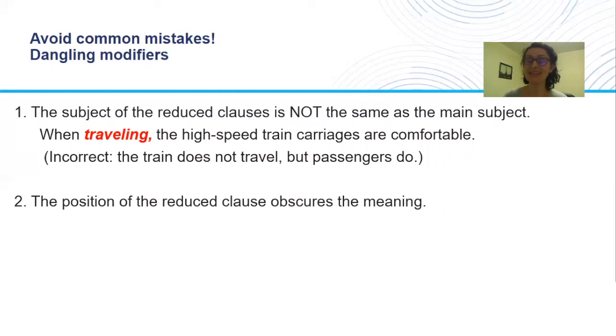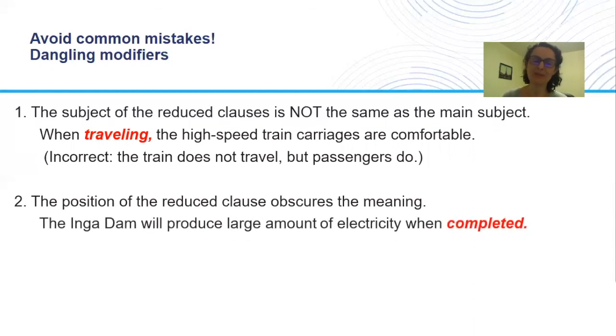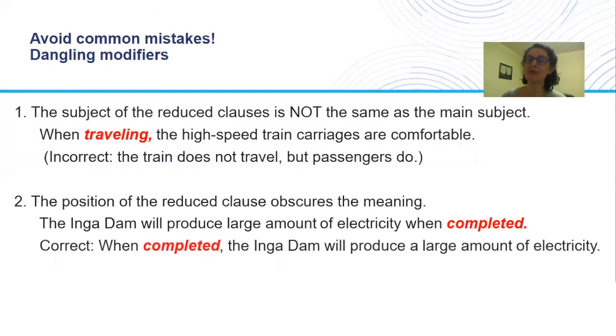The second type of most common mistakes happen when we put the reduced clauses far away from the nouns they refer back to. The Inga dam will produce large amount of electricity when completed. In this sentence, completed actually refers back to the electricity, but originally, when completed, refers back to the Inga dam. So the correct version is, when completed, the Inga dam will produce a large amount of electricity.